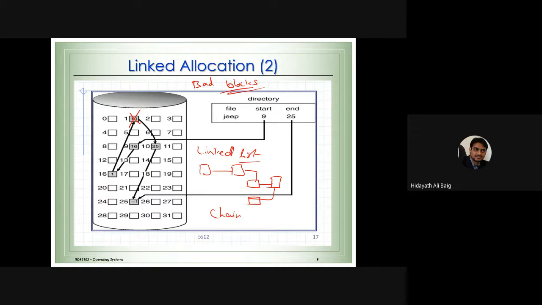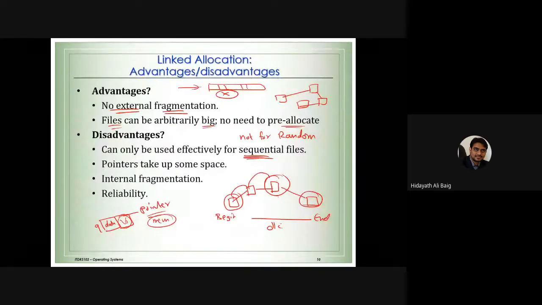I will go to my block number 9, sorry, I will go to this block. After that, I don't know where to go, because this block tells me to go to block number 1, but now my block number 1 is not working. So there is a doubt about reliability, whether we can depend on this method or not. So these are some advantages and disadvantages of linked allocation. This is a very dangerous method. We don't normally use this method.